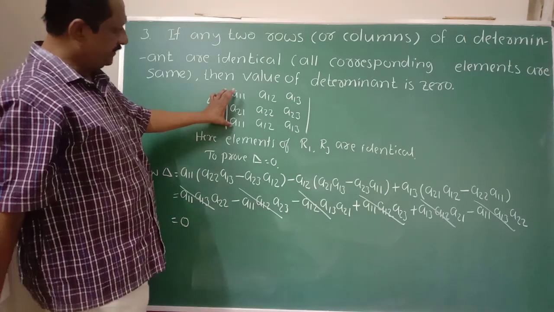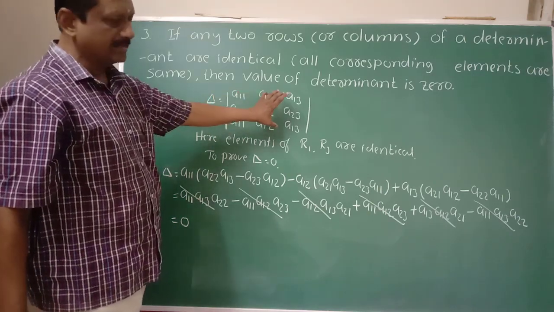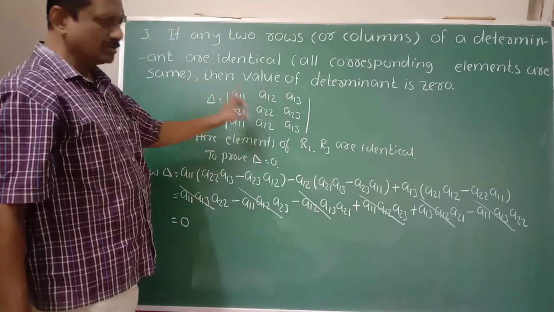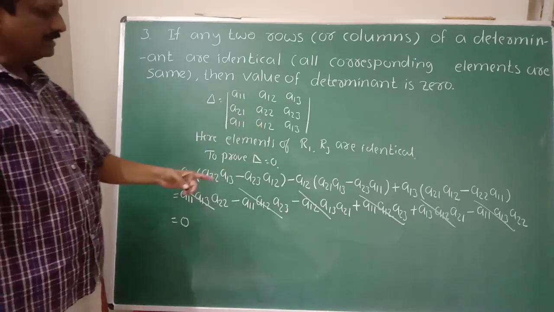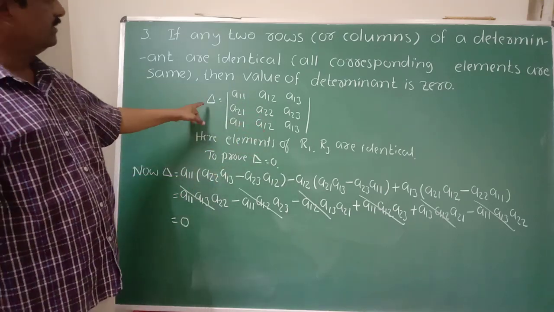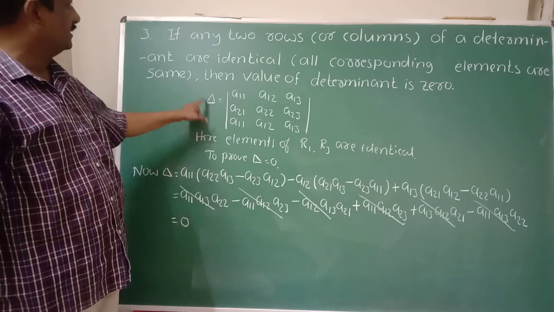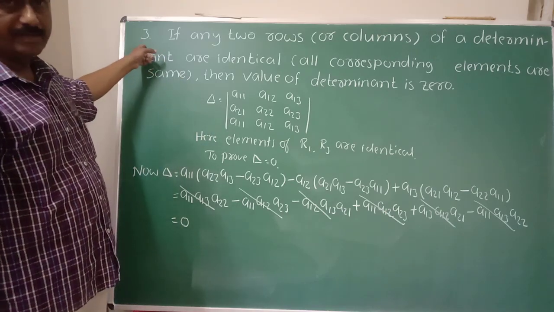Hence if any two rows are identical, or even any two columns are identical, in that case the value of the determinant is 0. So this is the third property.